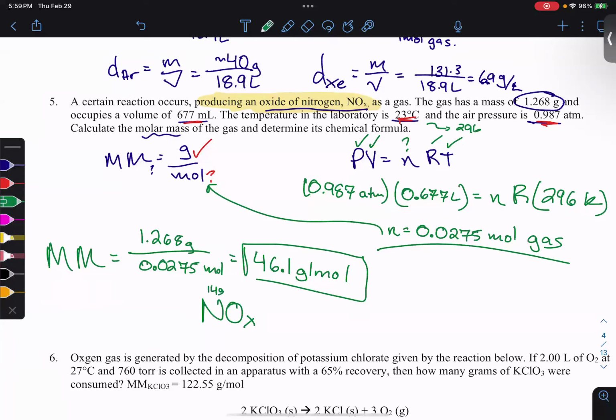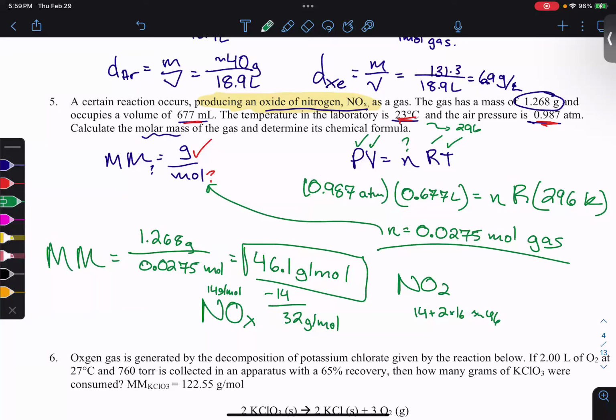Nitrogen is 14 grams per mole. And the rest of it has to be oxygen. So if you subtract 14, the rest of the sample has to weigh 32 grams per mole. So how many oxygen atoms does there have to be? 2. So this is NO2. You could check then, right? NO2, 14 plus 2 times 16, that's about 46.